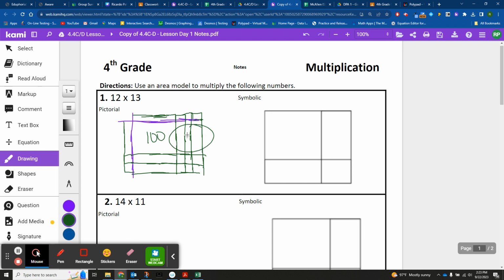That's 100. That right here is going to be 30. 2 tens here is my 20. Combine your tens. Here's my ones. That's 6. And I get the same answer, 156.